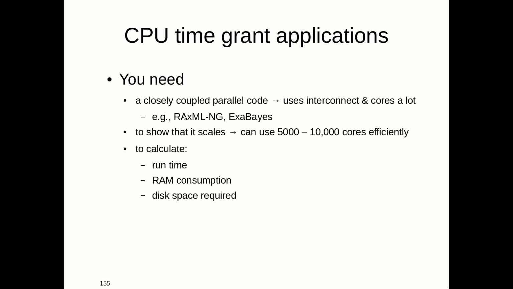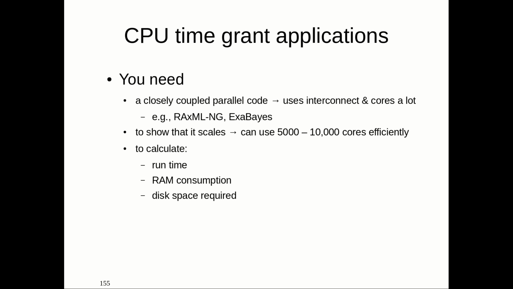So for instance, examples for such codes are RAxML and ExaBayes, for which we've shown good scalability on this system. Basically just doing BLAST searches, or even running, for instance, Gene Racks, which essentially executes a large number of RAxML instances but is not really tightly coupled, may be problematic.